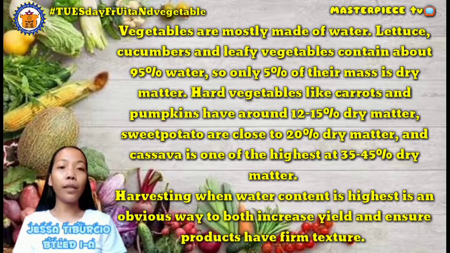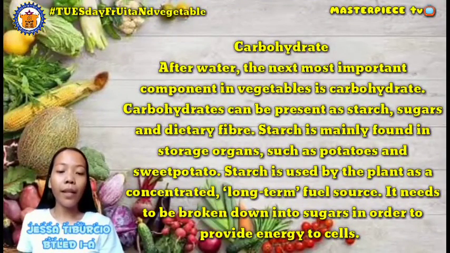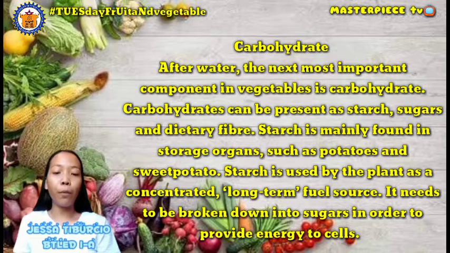Hard vegetables like carrots and pumpkin have around 15% dry matter. Sweet potato is close to 20% dry matter. And cassava is one of the highest at 35 to 45% dry matter. Carbohydrates. After water, the next important component of vegetables is carbohydrates.